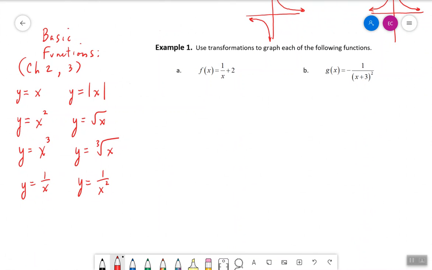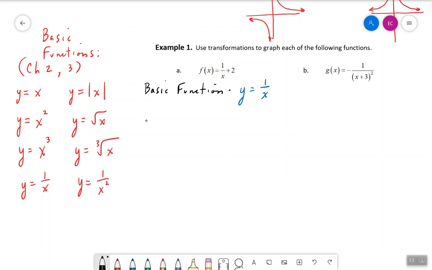Okay. Well, let's look at example 1 now. Let's use transformations to graph each of the following functions. And so when we're doing this, remember this is a 3-part process. The first step is to identify the basic function. So we have 8 to choose from. Which one is in this problem? Well, hopefully you'll say y equals 1 over x is the basic function.